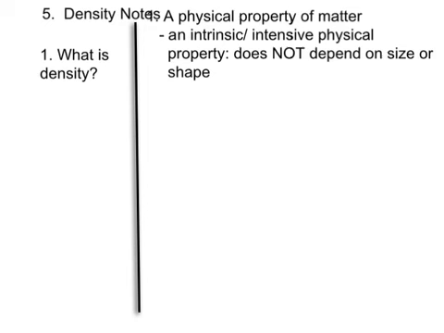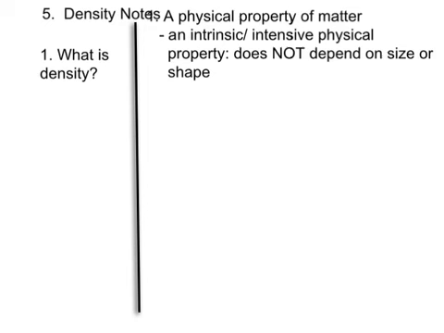Now, in particular, it's a specific kind of physical property called an intrinsic or intensive property. What this means is that it doesn't depend on the size or the shape of the substance. So if you had 100 grams of gold and you measured the density of the gold, it would be the exact same density as if you only had 1 gram of gold. So it doesn't depend on the size or the shape. You can have a lot, you can have a little, you can have it in a big sculpture form, or you can have it in a blob.